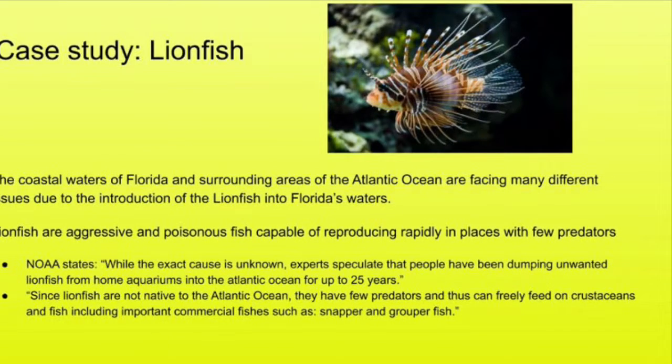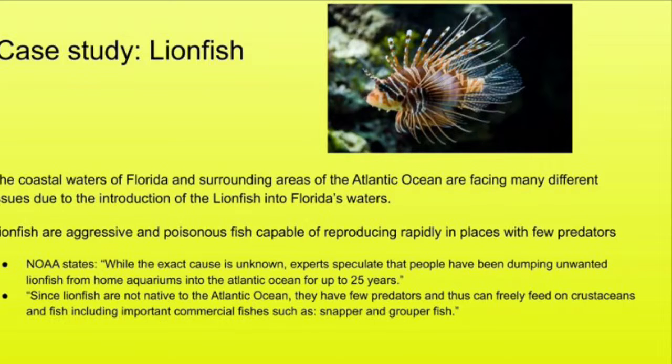I will now bring on the case study of the lionfish. The coastal waters of Florida and surrounding areas of the Atlantic Ocean are facing many different issues due to the introduction of the lionfish into their waters. Lionfish are aggressive and poisonous fish capable of reproducing rapidly in places with few predators. NOAA states, while the exact cause is unknown, experts speculate that people have been dumping unwanted lionfish from home aquariums into the Atlantic Ocean for up to 25 years.